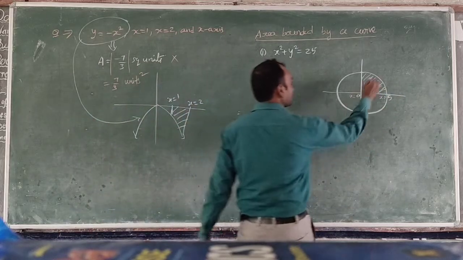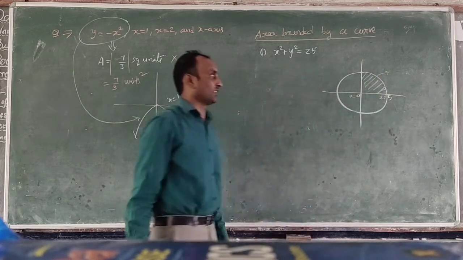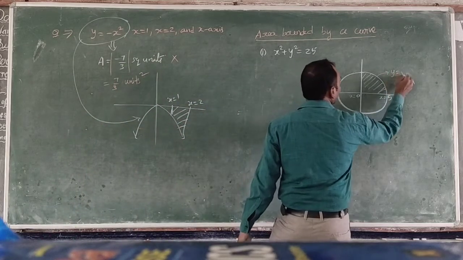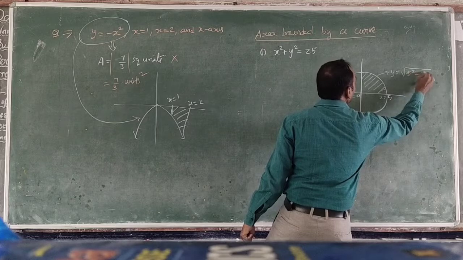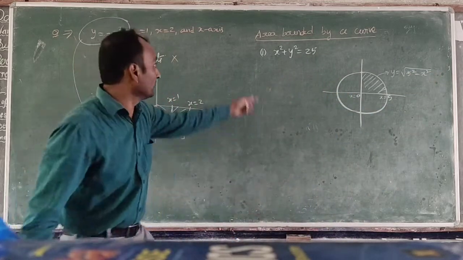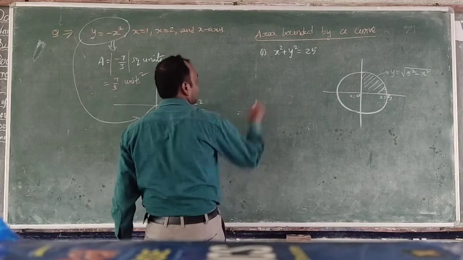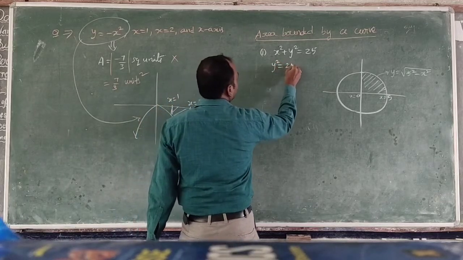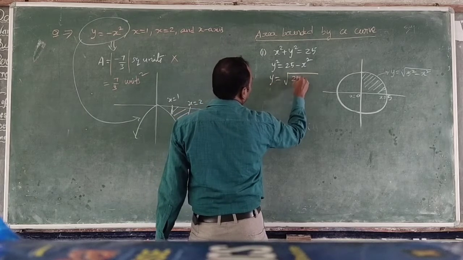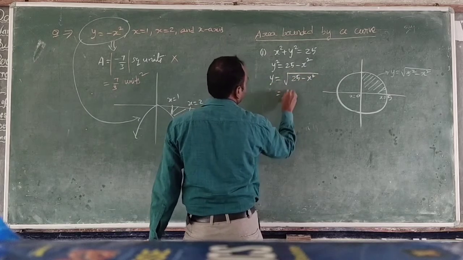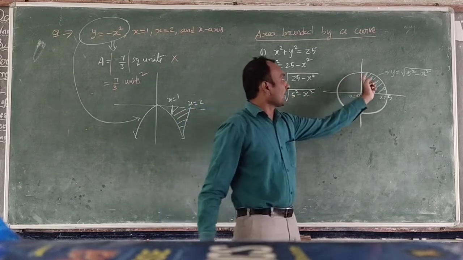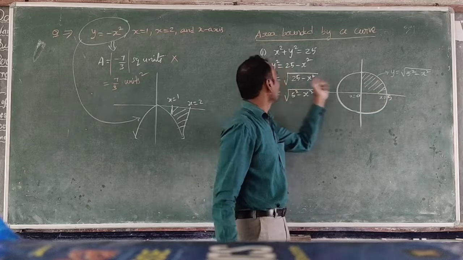But I have to express this in y in terms of x so that I can easily find out that area, by taking y is equal to root over 5 square minus x square. How did we get it? Look at this. y square is equal to 25 minus x square. y is equal to square root of 25 minus x square, which is nothing but square root of 5 square minus x square. As I am taking the curve above the x-axis, that's why I put plus.